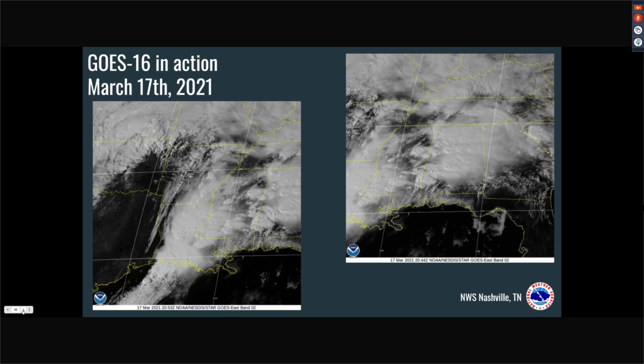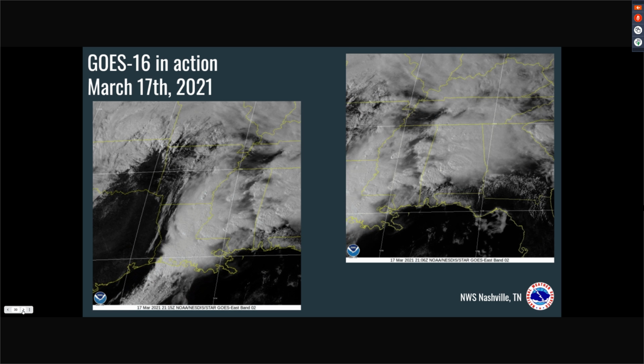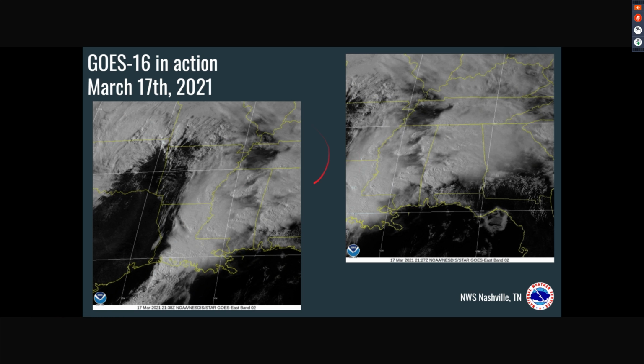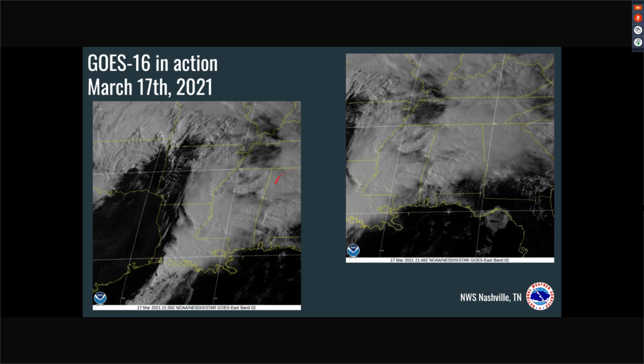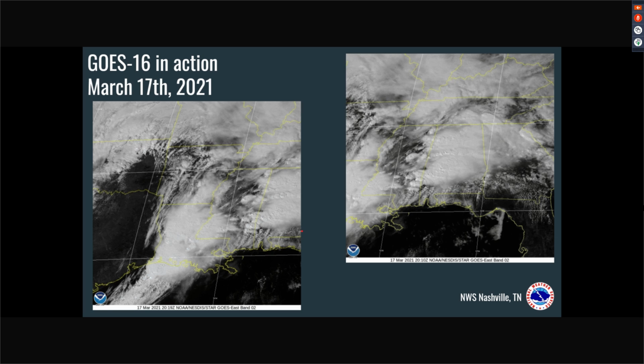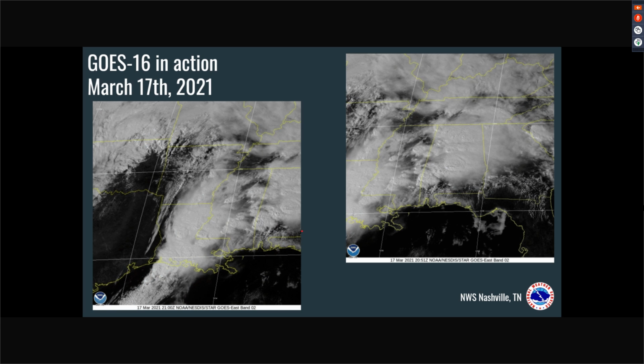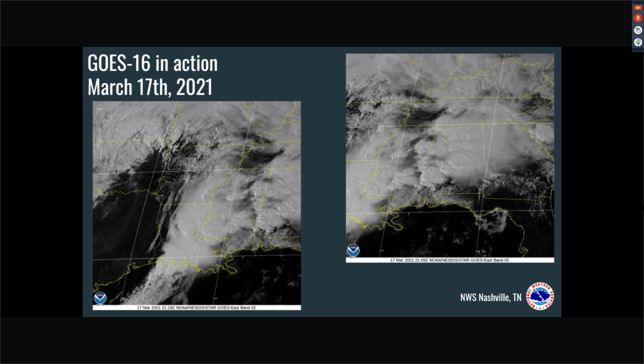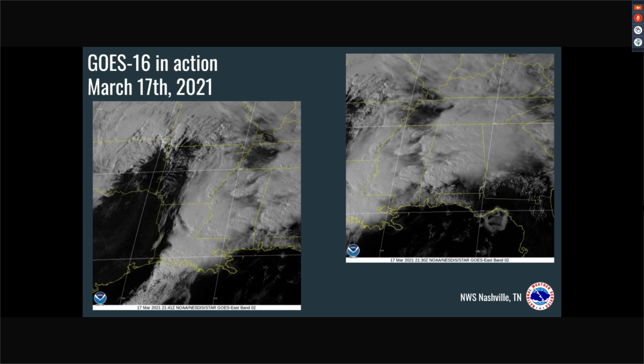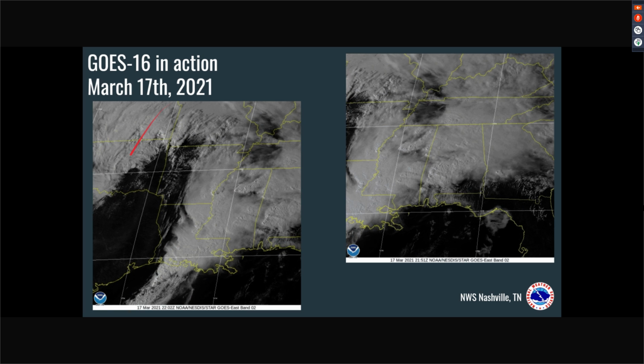But this is actually from our March 17th event. We didn't get a whole lot up here in Middle Tennessee on that day, but especially down in Alabama and some in Mississippi, there were a lot of strong thunderstorms and even some really bad tornadoes in Alabama. So this here is our GOES band.